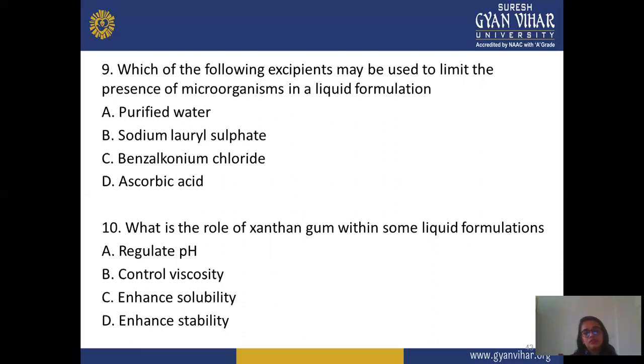In this question or option, you can see that there are different types of surfactants. A surfactant can also be used as a preservative. According to the suitable type of preservative, you select any one out of A, B, C, D.